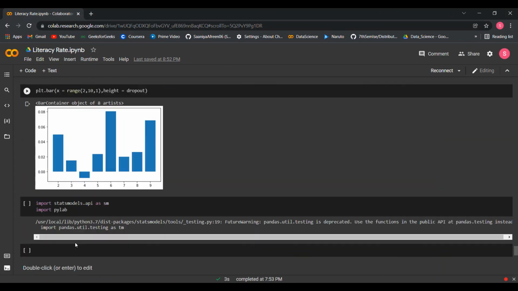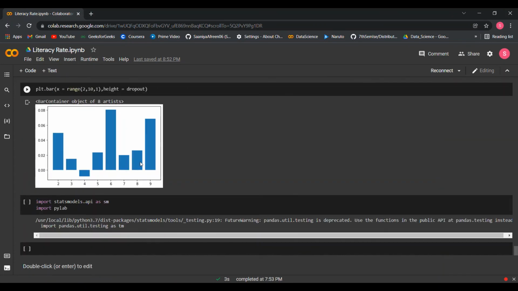So we see from this graph that the dropout ratio was maximum in the 6th class, followed by the 9th class and then 2nd class. Class 4 saw a negative dropout rate, that is, more students enrolled and fewer dropped out when moving from class 3 to class 4, and that is some really good news.